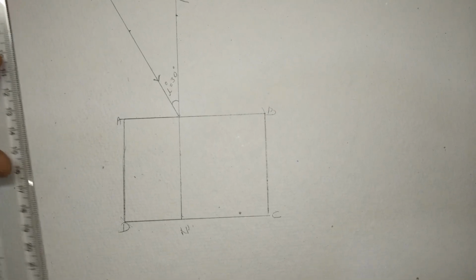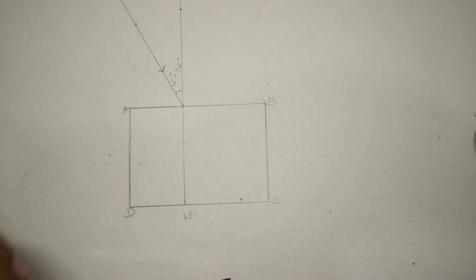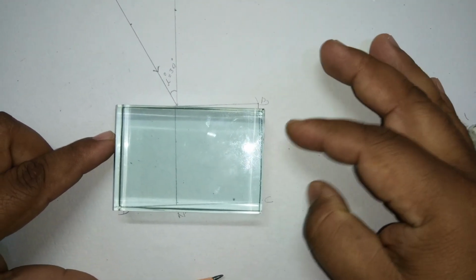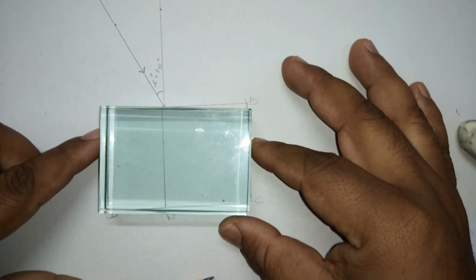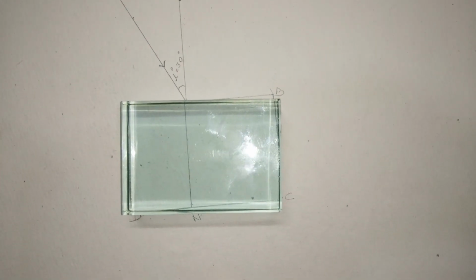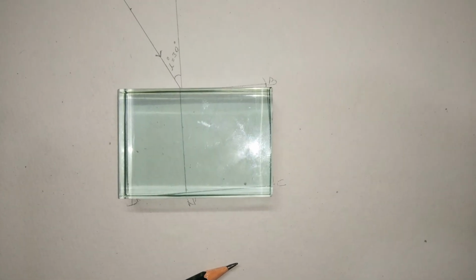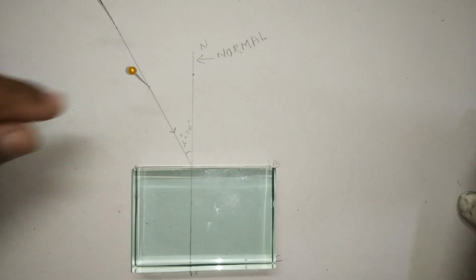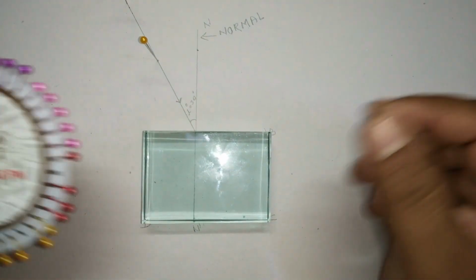Now what we're supposed to do is place this glass slab back to this position here. Okay, so we're keeping it back to this position. After keeping it back, what we'll do is take out two different color pins.